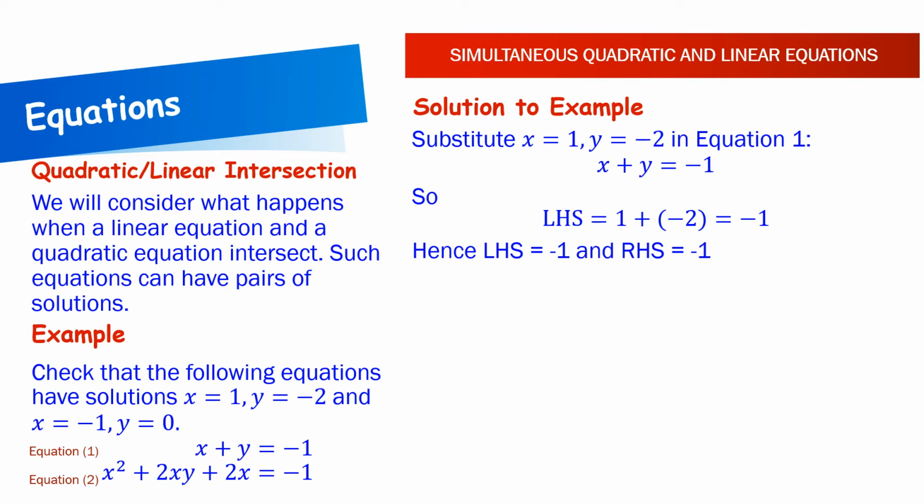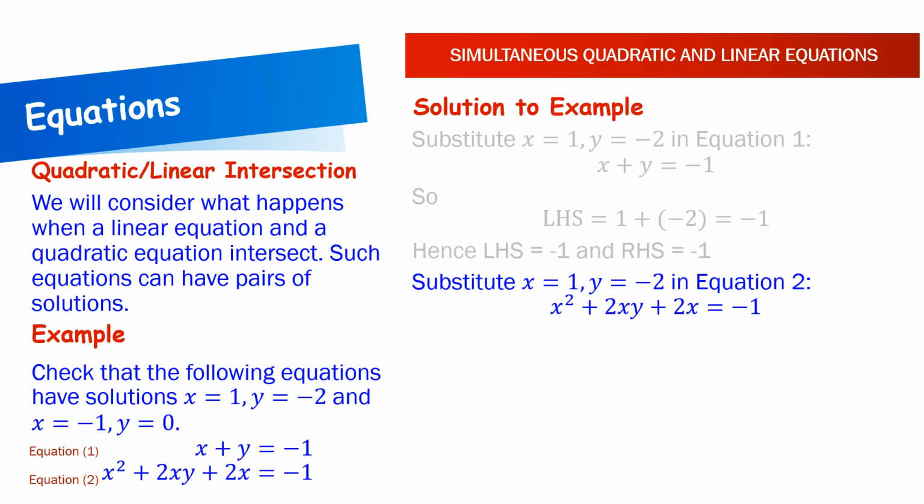Now the right-hand side equals minus 1, therefore the left-hand side and the right-hand side are both equal to minus 1. So equation 1 is true for the first pair of solutions. Now let's check equation 2. Substitute x equals 1 and y equals minus 2 in equation 2.